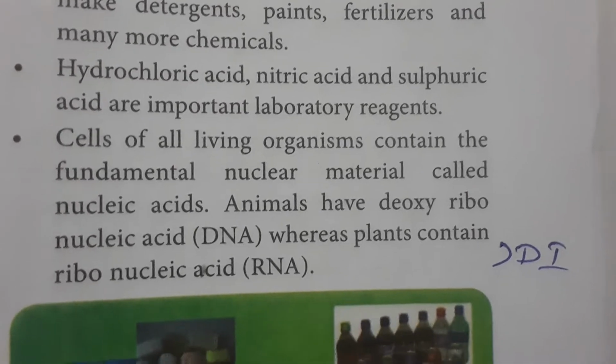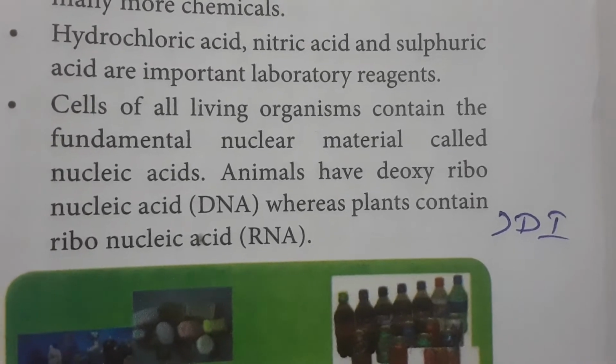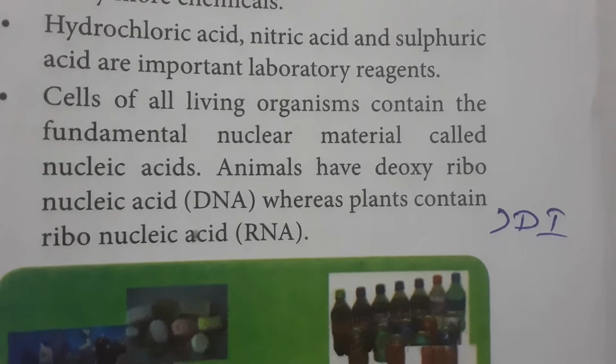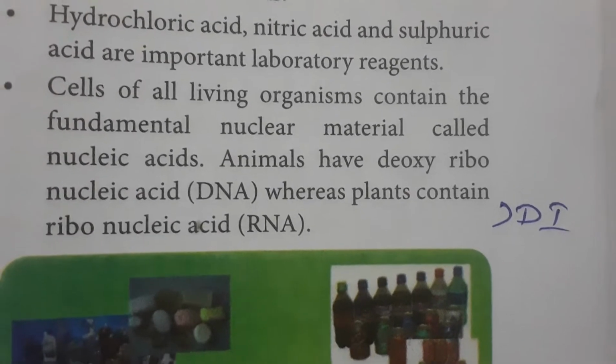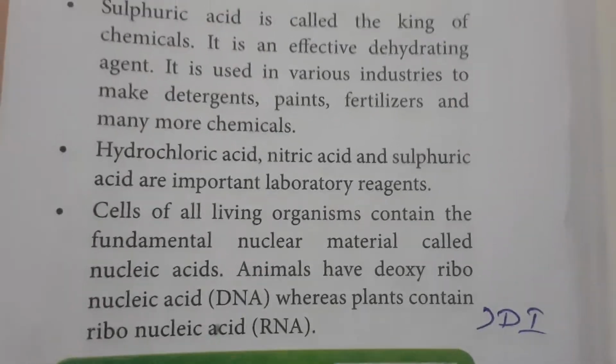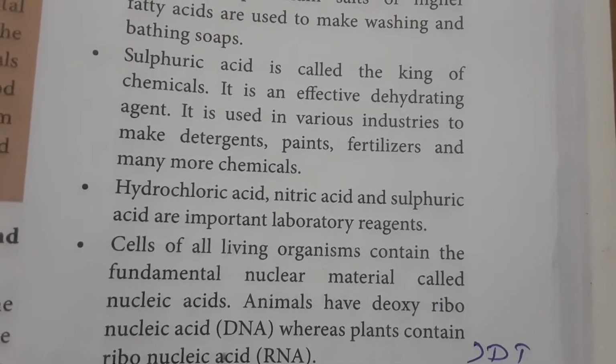Cells of all living organisms contain the fundamental nuclear material called nucleic acids. Animals have deoxyribonucleic acid, whereas plants contain ribonucleic acid. So these are the uses of acids. That's all about the uses of acids.